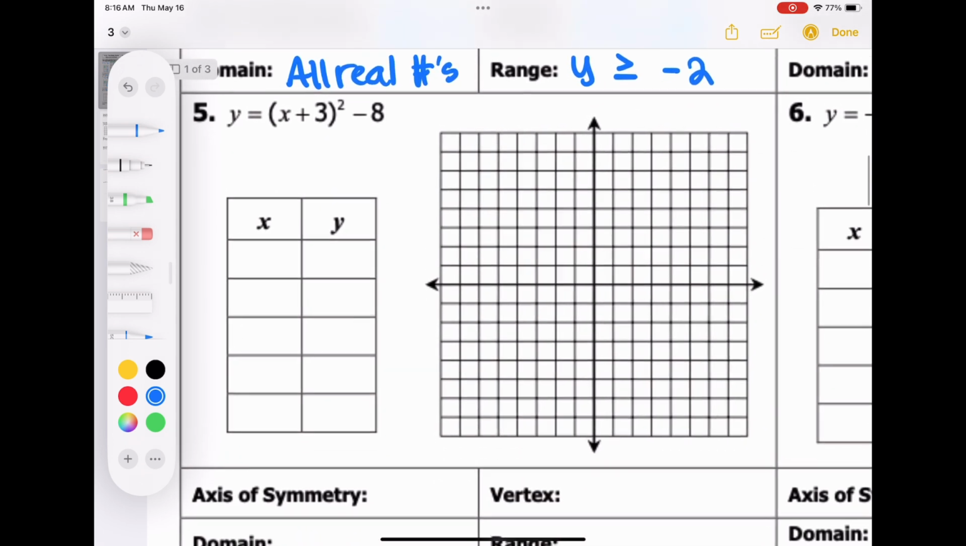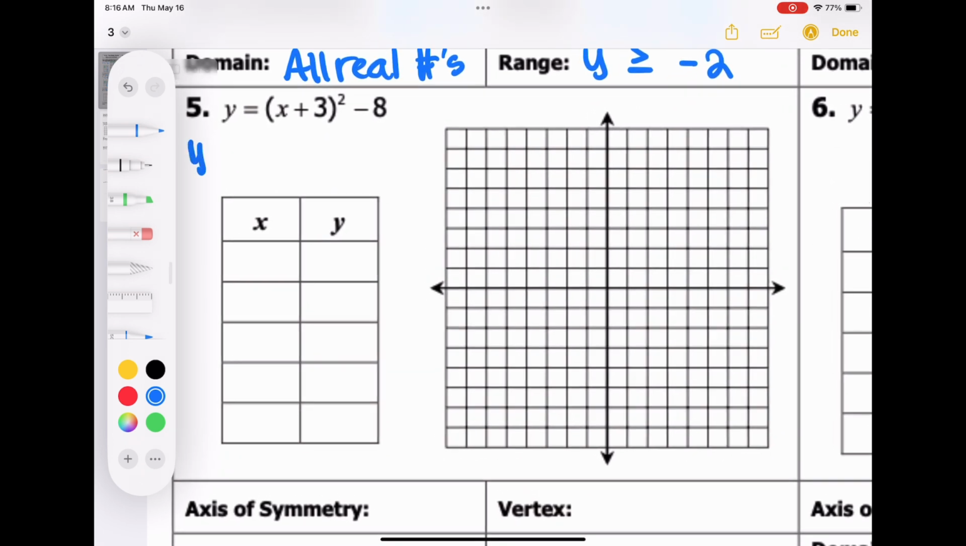All right, number 5. We have y equals (x plus 3) squared minus 8. So this is vertex form, so we're going to be using this equation that I'm writing on the screen. Our axis of symmetry is whatever number sits in for h, and then our vertex is h comma k. That's a formula that you will need to remember for the test, so make sure to write that on your study guide somewhere.